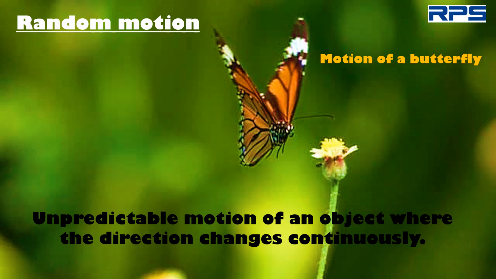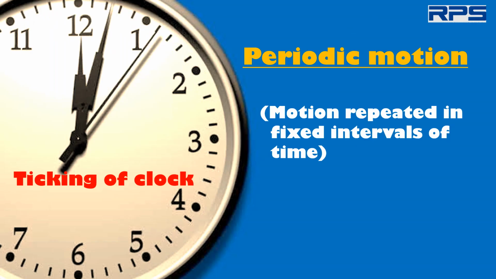random motion, an unpredictable motion of an object where the direction changes continuously; and periodic motion, motion repeated in fixed intervals of time.